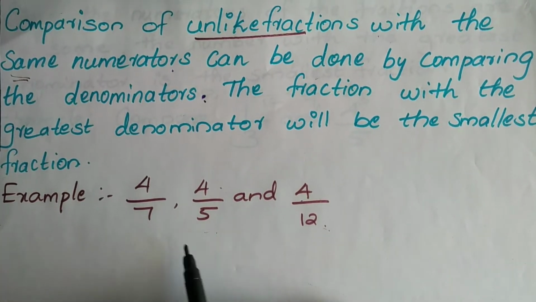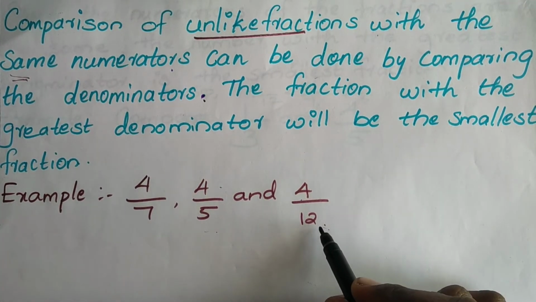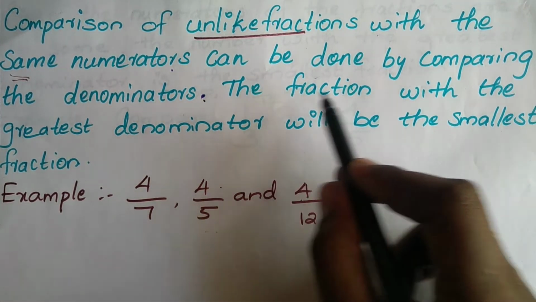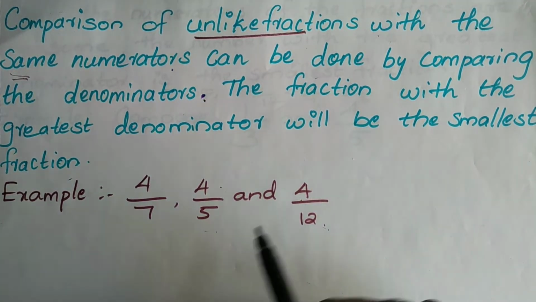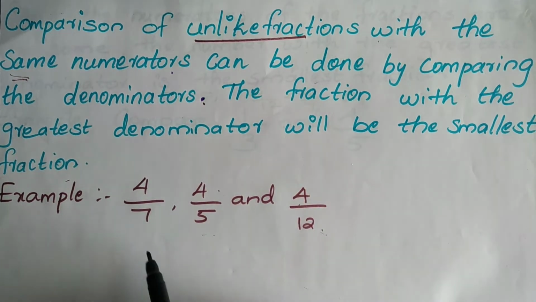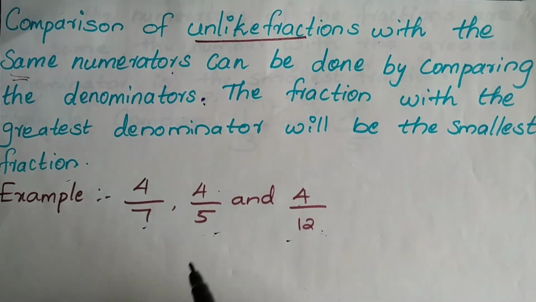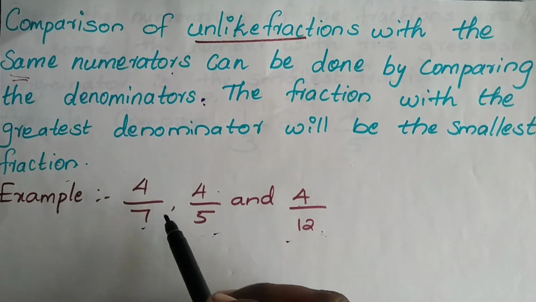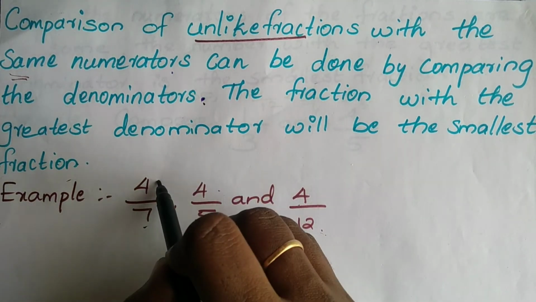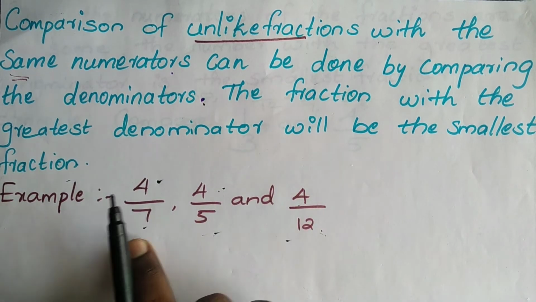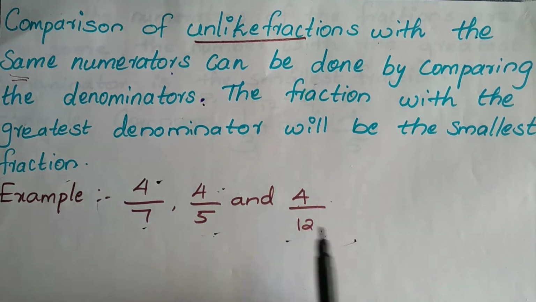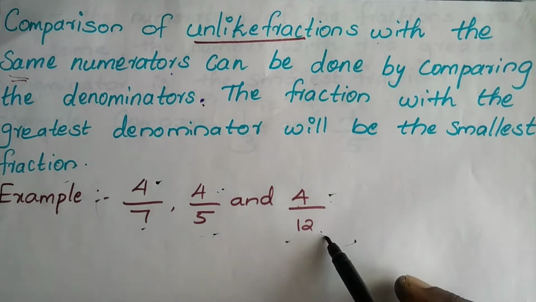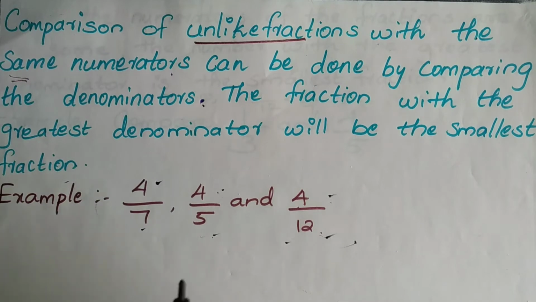Come to the denominators 7, 5, 12. The fraction with the greatest denominator will be the smallest fraction. Here we are going to compare these three fractions. The numerators are the same but the denominators are different. So this is the condition: if the numerators are the same and the denominators are different, don't worry, very easily we can answer.